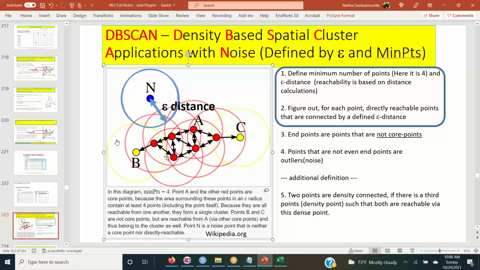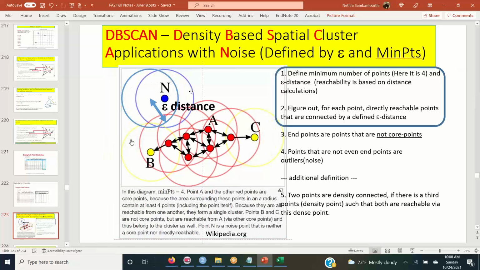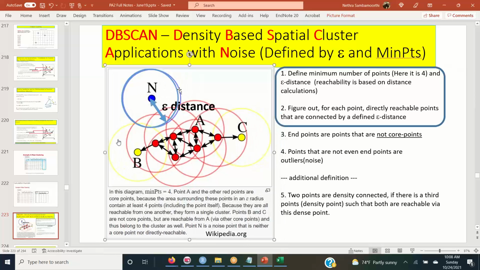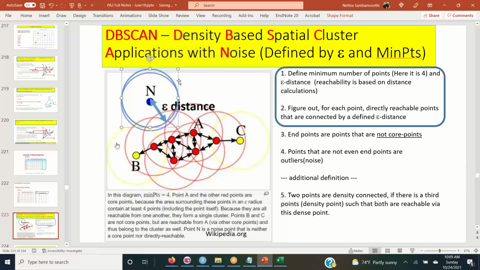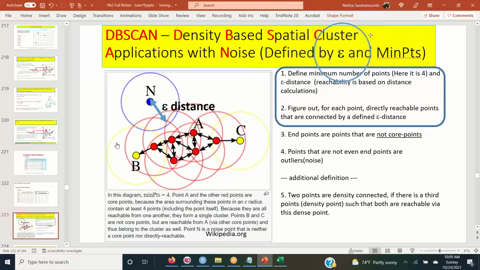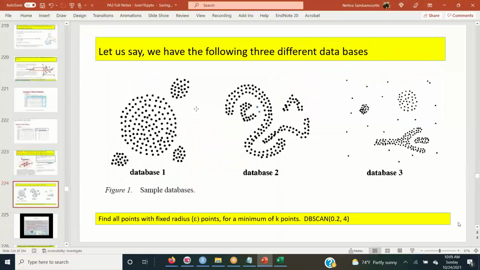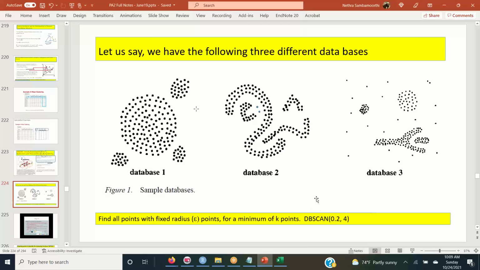Okay, so let us go here. I'm going to keep this one here. This is the minimum. This is the epsilon. It's the minimum points. I'll leave it like that. If I have points clustered like this, it will do the job very beautifully, very nicely.